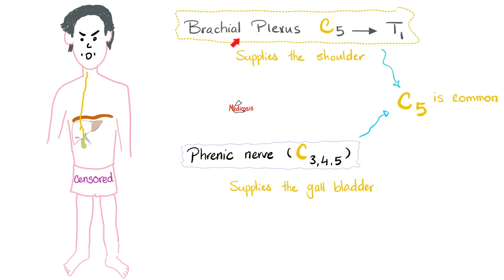Awesome. Do you remember the brachial plexus? It starts from C5 and ends at T1, so it starts here. And then it supplies the shoulder and the upper extremity. Have you noticed that C5 is common among the two? Yeah. C5 root supplies the shoulder and the gallbladder?